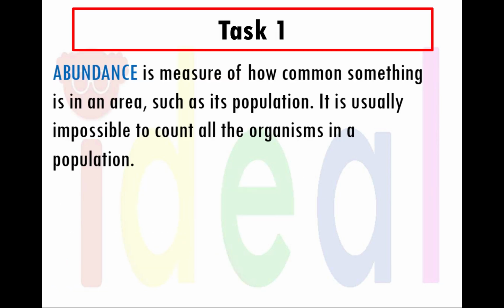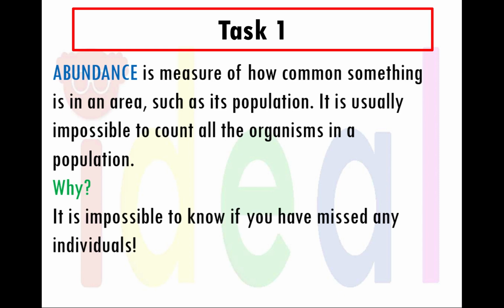Okay, so scientists use this word called abundance, and abundance is a measure of how common something is in an area, such as its population. It's usually impossible to count all of the organisms in a population. But why is that? If you think about a large area, it's pretty much impossible to go and count every daisy in a field or count how many squirrels there are in a park. And it's also impossible to know if you've missed any individuals.